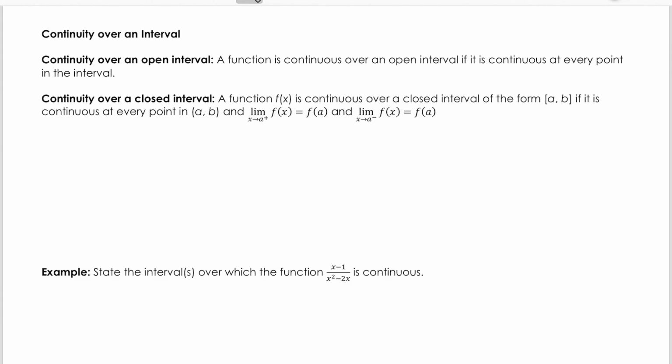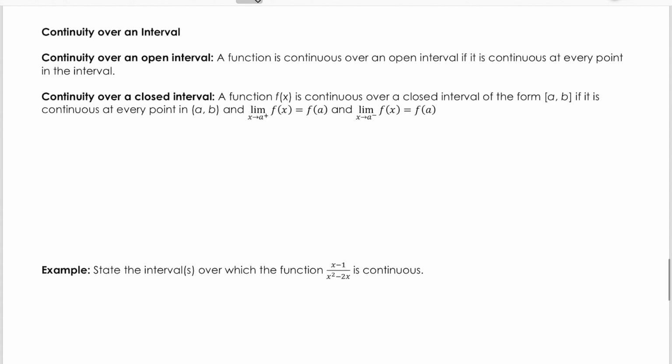So now that we talked about the concept of continuity at a point, we're going to extend that idea and start talking about continuity over an interval. So we're going to talk about open intervals and closed intervals. If you recall, an open interval would look like this, where I use parentheses from x equals a to x equals b. Open means I'm not going to include the points a and b, but it's going to include everything in between. So this is an example of an open interval.